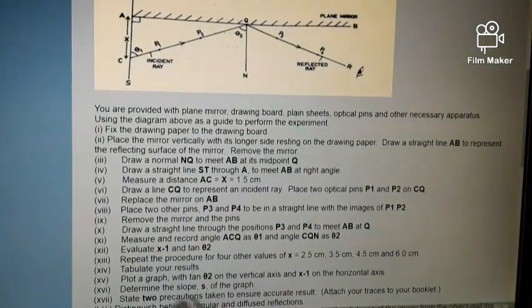Then after that, we have to plot a graph of tan theta 2 on the vertical axis and X inverse on the horizontal axis. Determine the slope S of the graph. Now, have you seen what I have done?